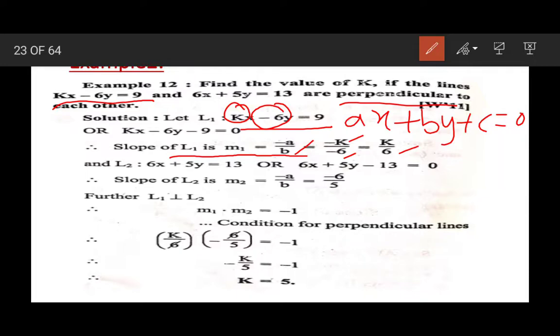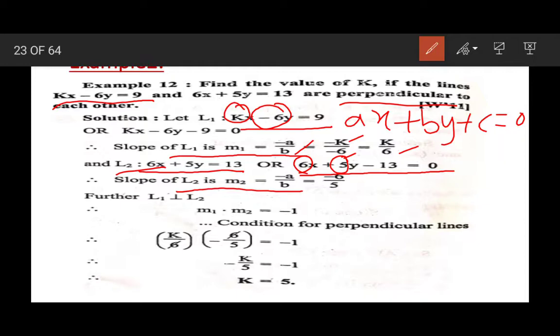Now second equation of a line is 6x plus 5y equal to 13. That means 6x plus 5y minus 13 equal to 0. Right? So for this, slope will be minus a upon b, means minus 6 upon 5.